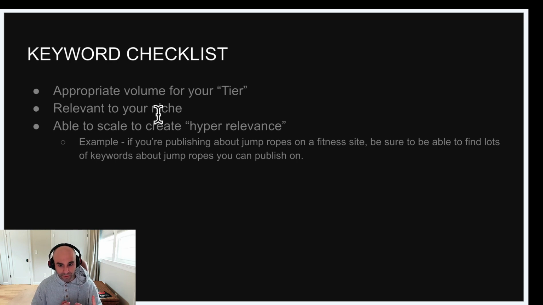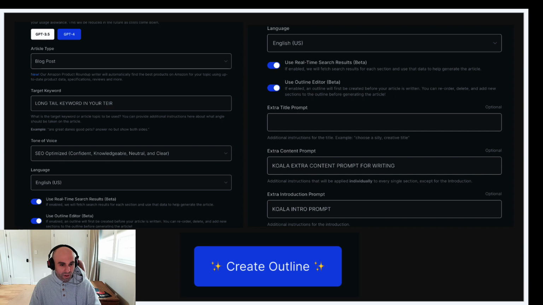You make sure it's appropriate for your tier, relevant to your niche, and you're able to scale this keyword to hyper relevance. So say you're doing an article about jump ropes, like jump ropes versus jogging or something, make sure that you have enough keyword research done to where you can publish a bunch more articles on jump ropes. And you can throw affiliate articles in there as well, of course.